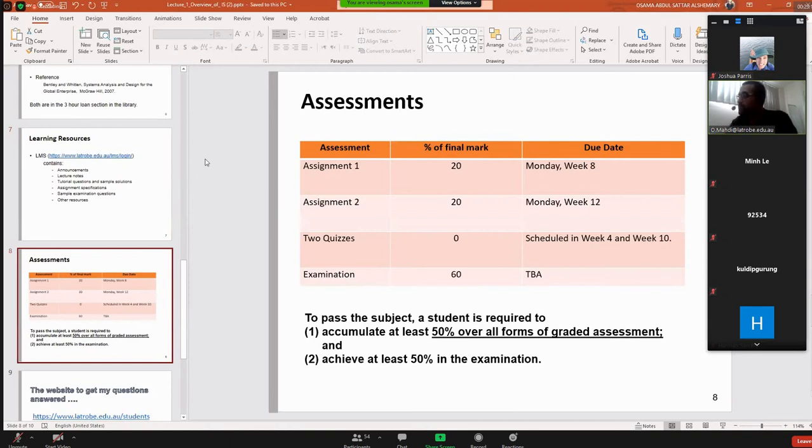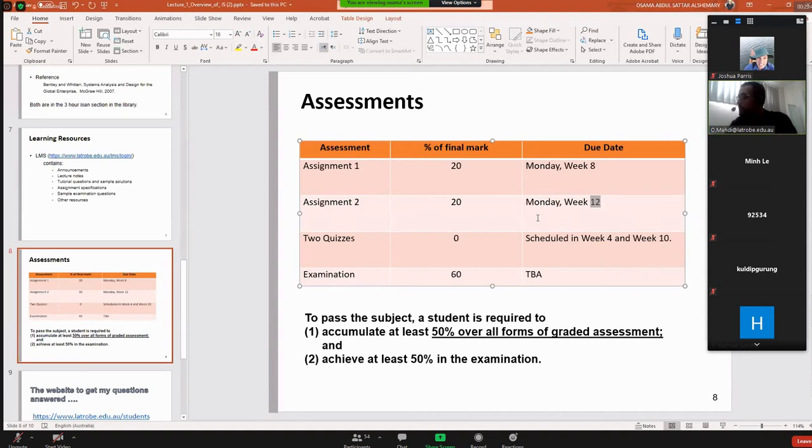All right. So now regarding the evaluation of the information system subject, we're going to have two assignments. The first assignment is worth 20% of your final mark, and the due date of assignment one will be in week 8. And assignment two is worth again 20% as well, and the due date will be in week 12, which is the last week of the semester.